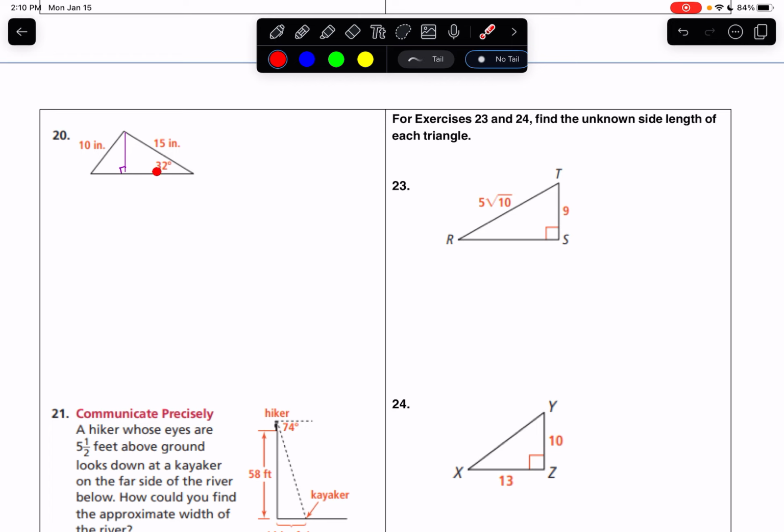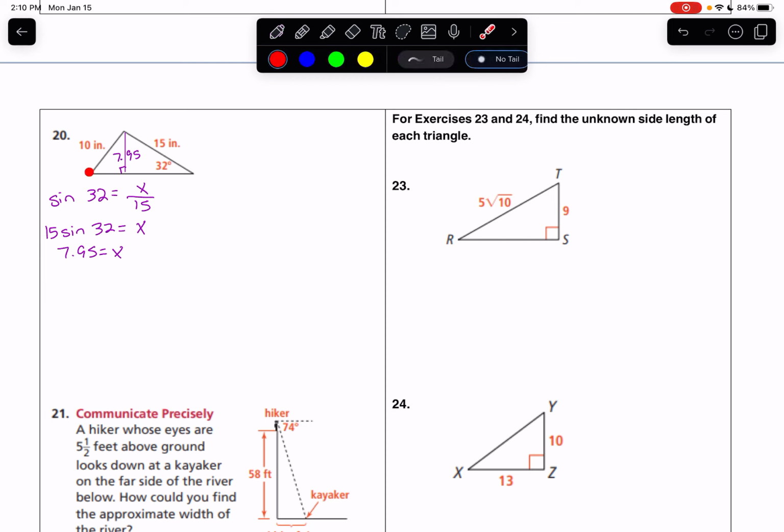I've got 32 that I'm standing on. Opposite over hypotenuse is sine. So the sine of 32 equals x over 15. Multiply both sides by 15, so 15 sine of 32 equals x. Put that in the calculator, and 7.95 equals x. So the height of this triangle is 7.95.